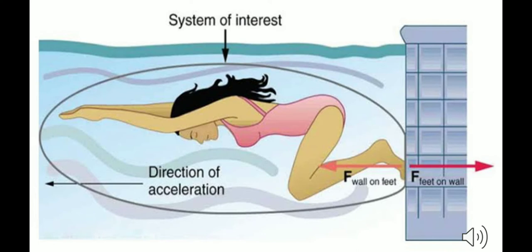Now in this figure we can see there is a swimmer, and what is the interest of the swimmer? To move forward. So when she wants to move forward, she applies a force on the wall. When she applies a force on the wall towards the right, the wall applies an equal and opposite force on the swimmer, and therefore the swimmer moves in the opposite direction, towards which she wants. So this is the action and reaction example. We see further.